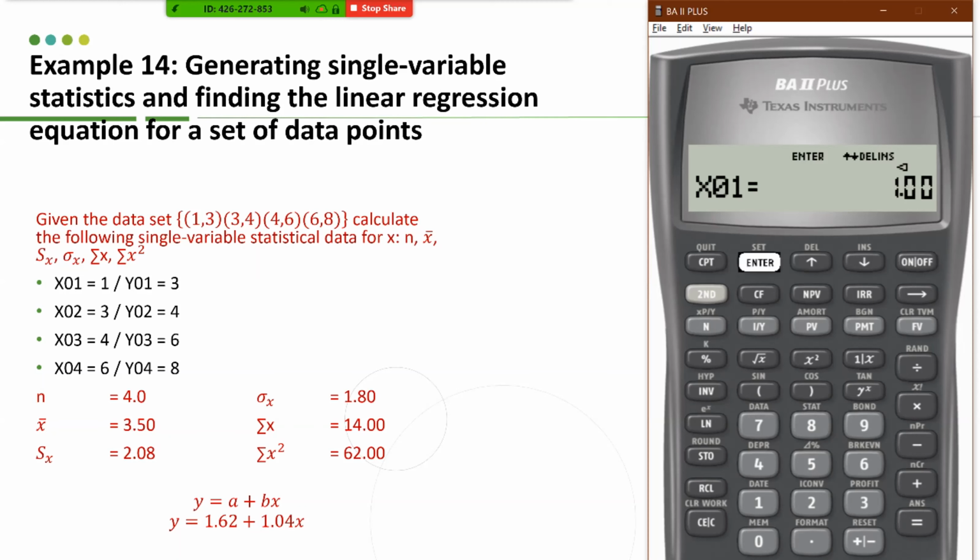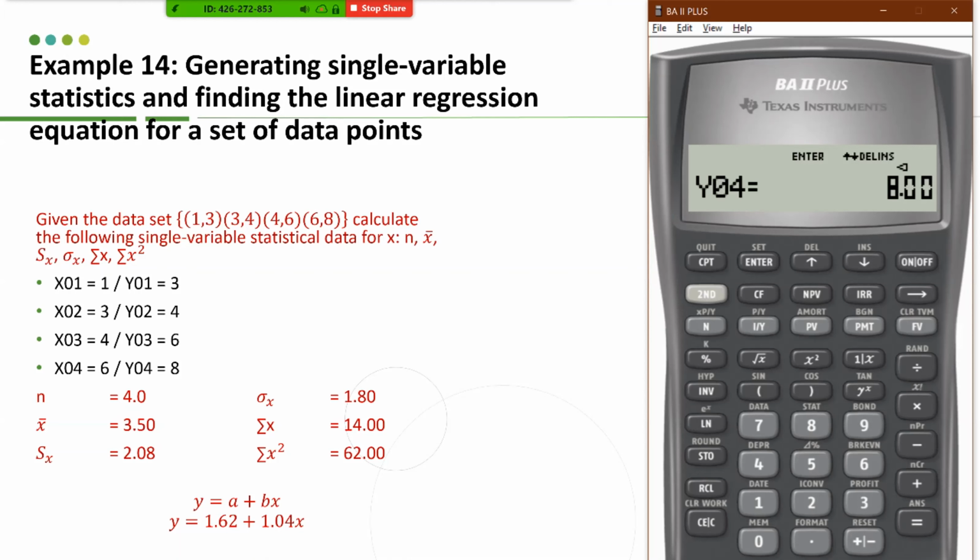Okay, press enter, and then you go to the next row, y1 equals 3, and then press enter. Then press enter for x2 equals 3, and then enter, and then press arrow down, y2 equals 4, and then enter, x3 equals 4, enter, y3 equals 6, enter, x4 equals 6, enter, and then y4 equals 8, and then enter.